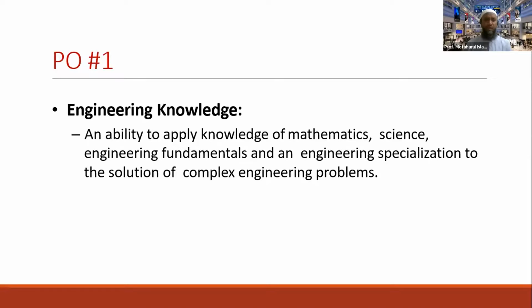So here we will be explaining 12 different graduate attributes that have been adapted based on the Washington Accord, from ABET and many other organizations. You see, first of all, engineering knowledge. This is the very fundamental program outcome or graduate attribute. It means the knowledge of mathematics, science, engineering fundamentals, and engineering specialization to solve complex engineering problems. So what is the meaning of complex engineering problem?